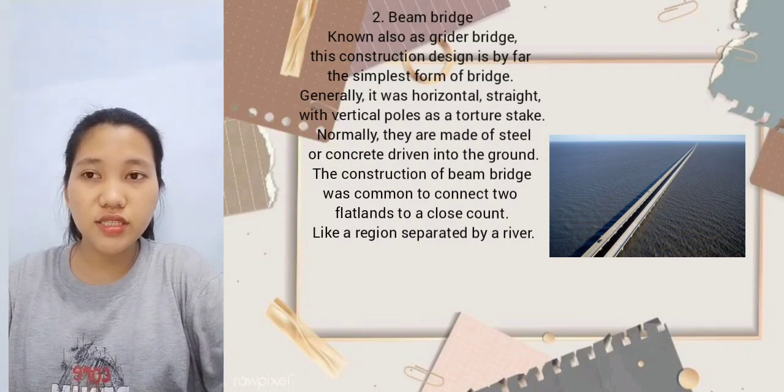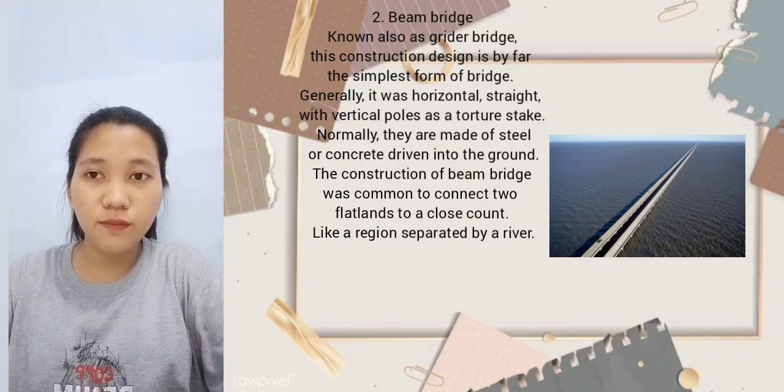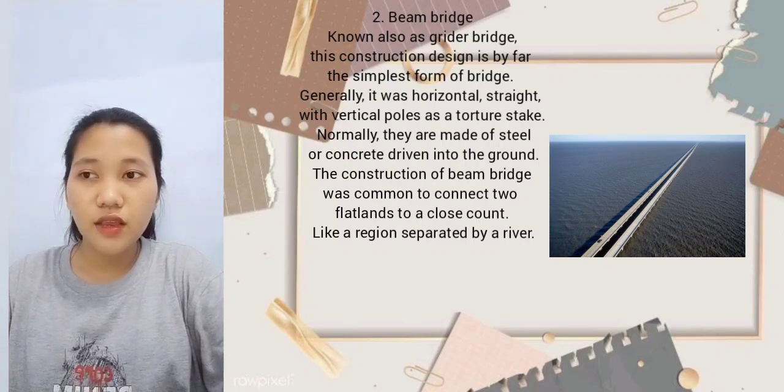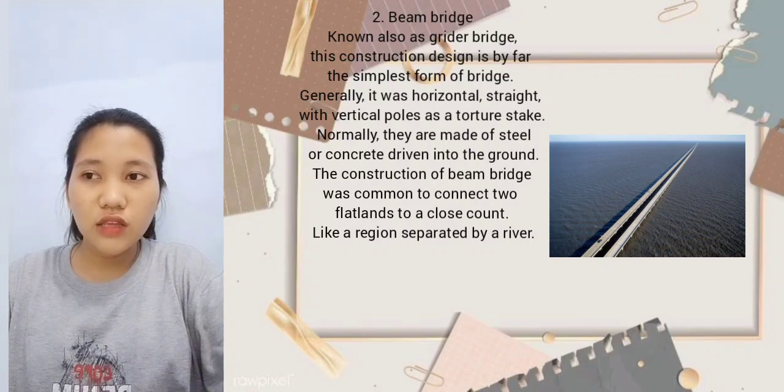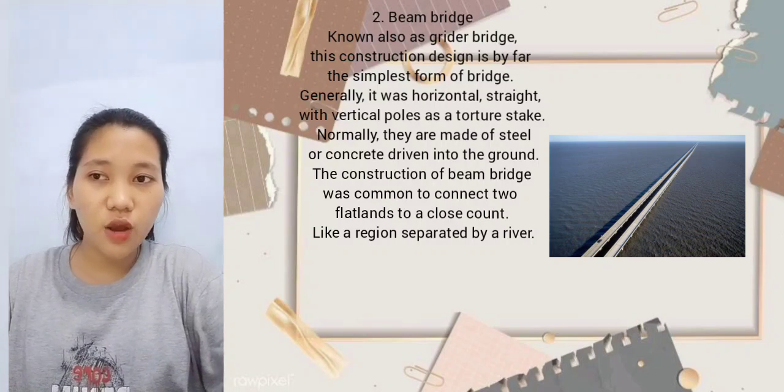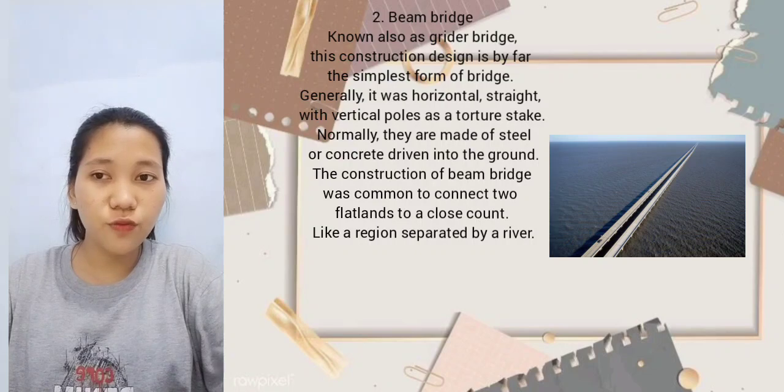The second, beam bridges, known also as girder bridges. This construction design is by far the simplest form of bridge. Generally, it is horizontal and straight, with vertical poles as supports. Normally, they are made of steel or concrete driven into the ground. The construction of beam bridges is common to connect two flat lengths across something like a region separated by a river.